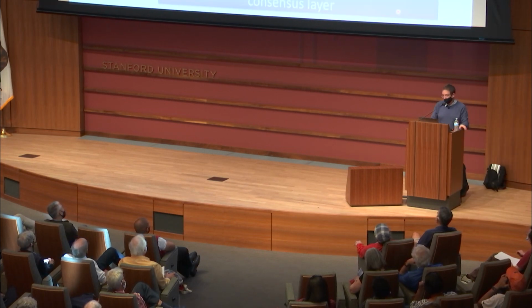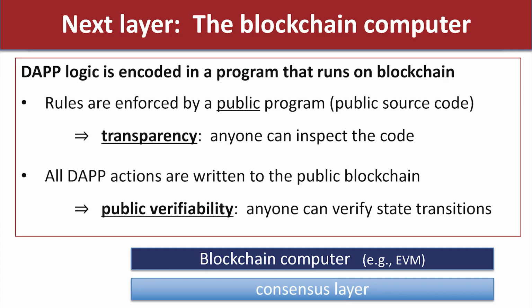Okay, so once we have a consensus layer, we can actually start writing programs. And they run on the blockchain computer. What I want you to understand about these programs is, remember, this is a public data structure. Anyone can read data on this data structure, and the data, once it's written, can never change. So the way we run programs on this data structure is we write our program code to it.